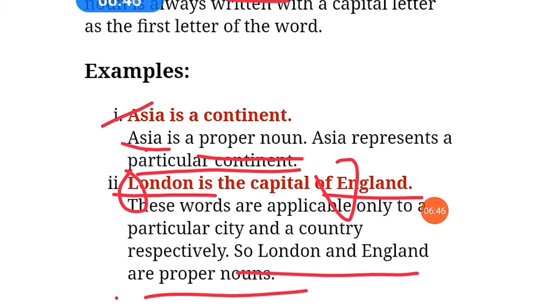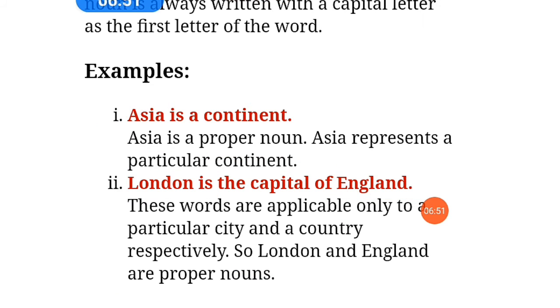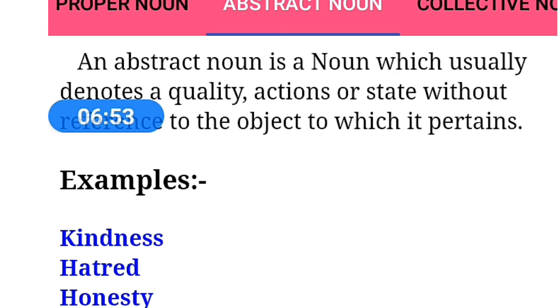Now we are going to study the abstract noun. Abstract noun is a very simple concept and it is the simplest of all. I don't know why people get afraid of abstract noun and are very confused. So today we will study the abstract noun.